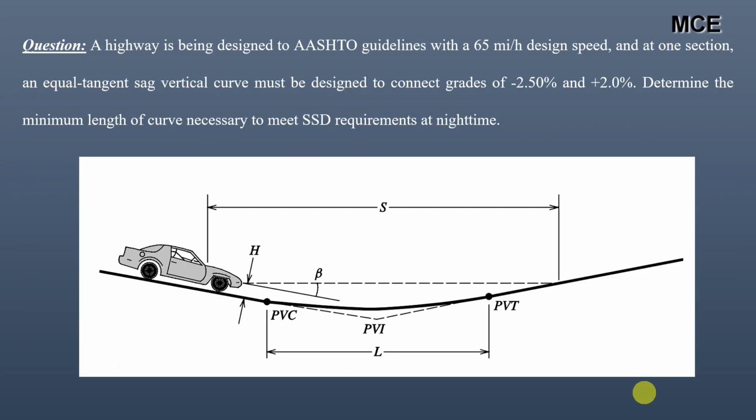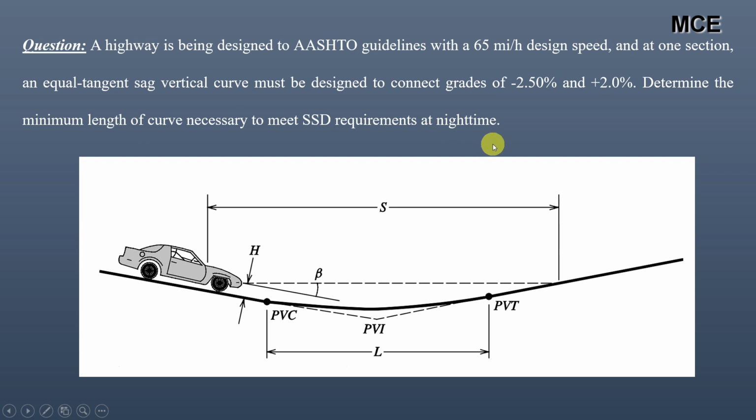In this video, you will learn how to find the length of the sag vertical curve according to the AASHTO's guidelines. I have been given a question which states that a highway is being designed to the AASHTO's guidelines with 65 miles per hour design speed, and at one section an equal tangent sag vertical curve must be designed to connect grades of minus 2.5% and plus 2%. We have to determine the minimum length of the curve necessary to meet the SSD requirements at night time.